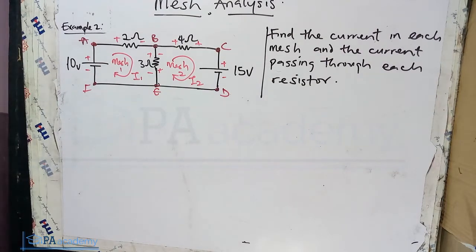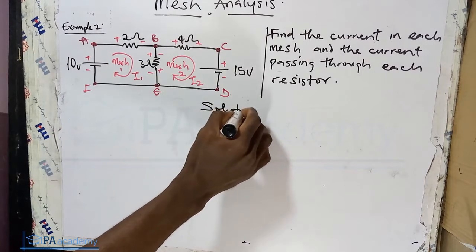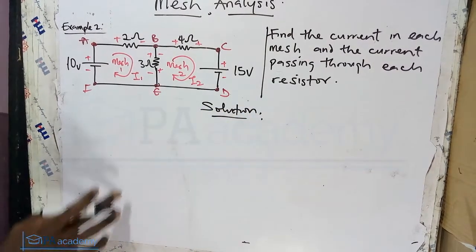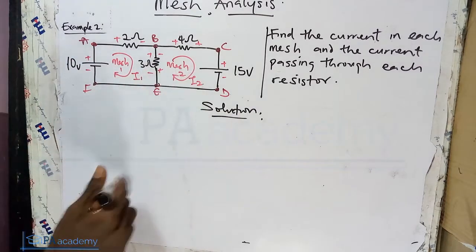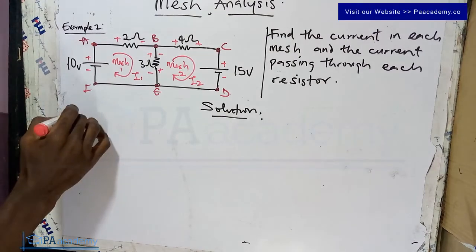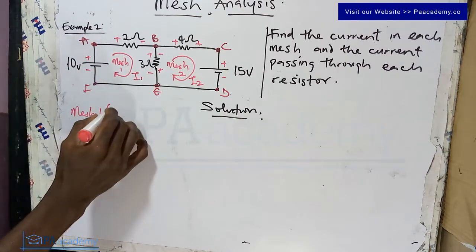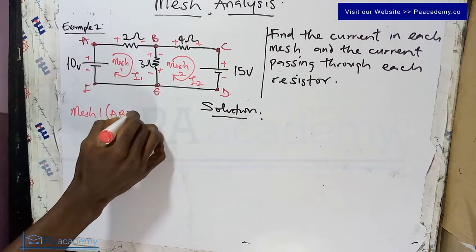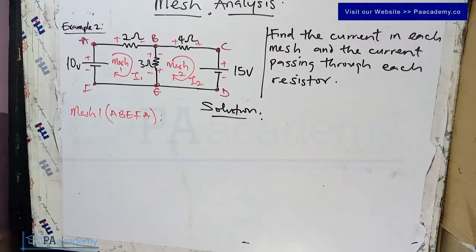So now having done that, we can go ahead and apply Kirchhoff Voltage Law. Let's apply Kirchhoff Voltage Law for us to get the value of the current that is flowing through mesh 1 and also that of mesh 2. So now let's start with mesh 1. The path for mesh 1 is A, B, E, F and back to A. So let me just indicate that. So that's the path that we are considering for mesh 1.